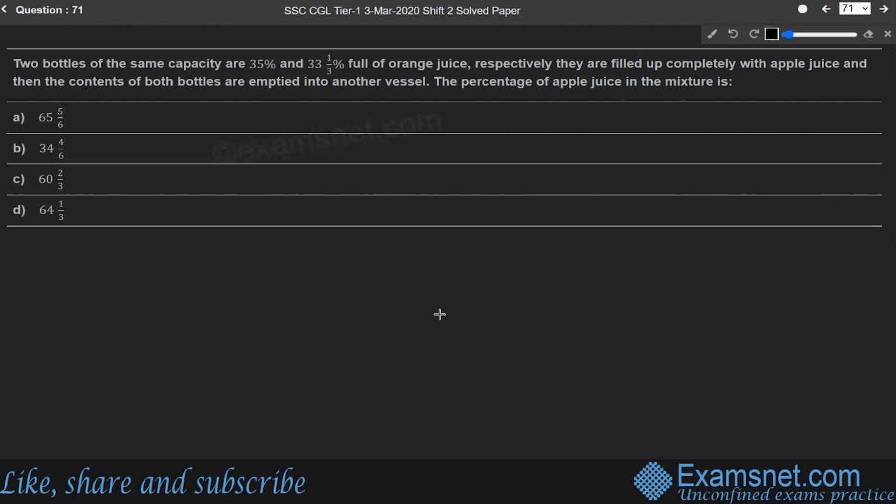So firstly, let us find the average percentage for orange juice. What do you mean by average? Average means sum of all the values divided by total number of values. For the orange juice, we have two values, right? First value is 35 percentage and second value is 33 1/3 percentage. 33 1/3 percentage can also be written as 33 plus 1/3, right? So now let's find the average for orange juice.